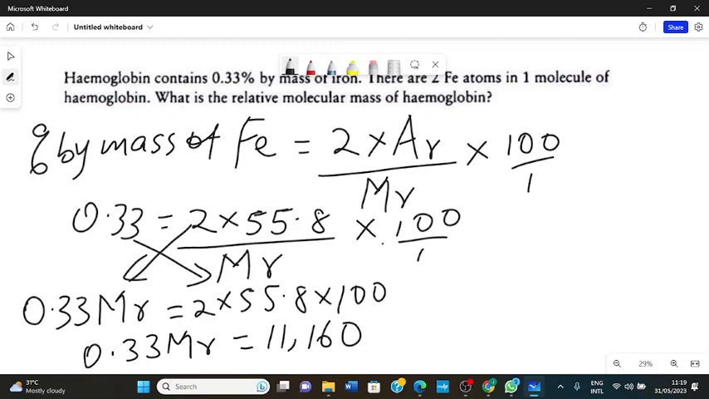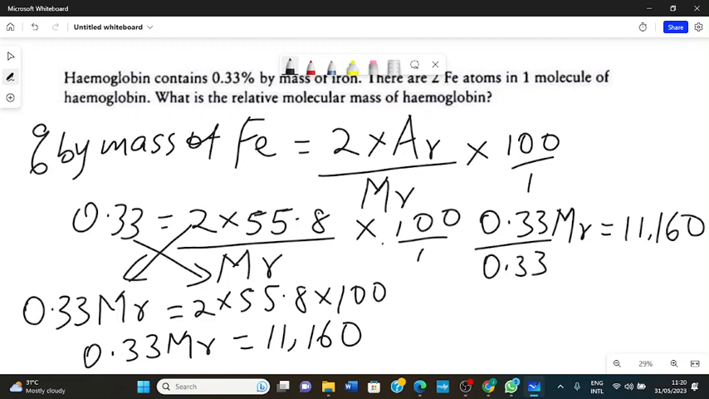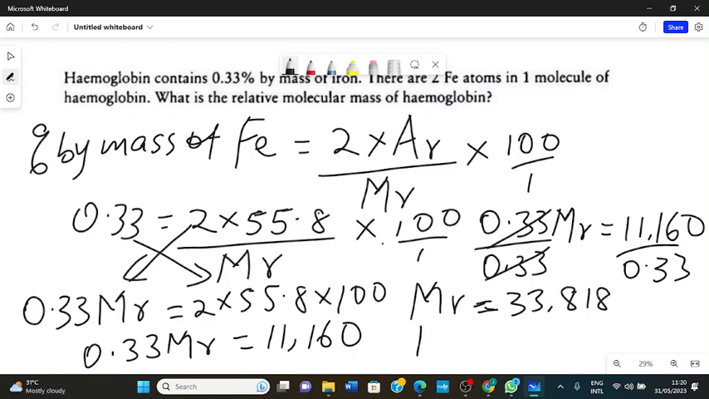So to calculate the molar mass now, divide both sides by the coefficient of what? The molar mass, which is 0.33. So it will be 0.33 times Mr is equal to 11,160, divided by 0.33. So when you cross divide out, molar mass now will be equal to 11,160 divided by 0.33. So you get 33,818, which is equal to what? 34,000 to two significant figures. So that is the relative molecular mass.